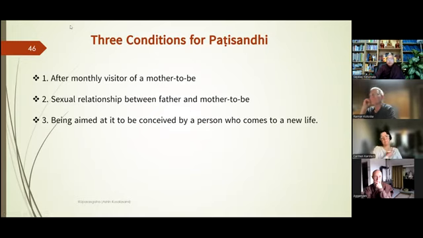Okay, next. This one is just general knowledge. Three conditions for conception: after the monthly visitor of a mother to be, sexual relationship between father and mother to be, and being aimed at it, to be conceived by a person who comes to a new life. So there are three conditions for conception.